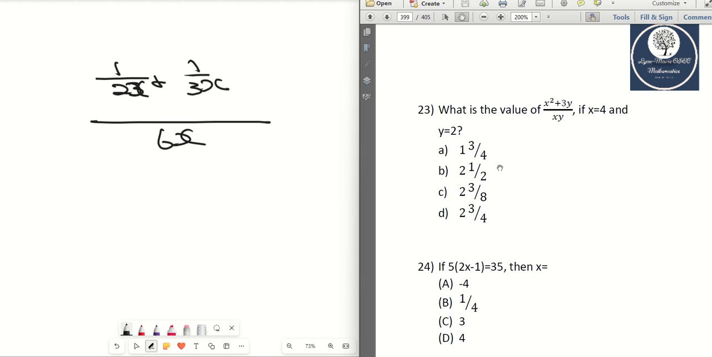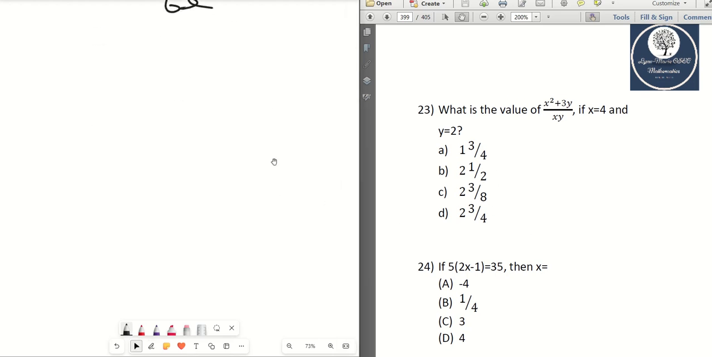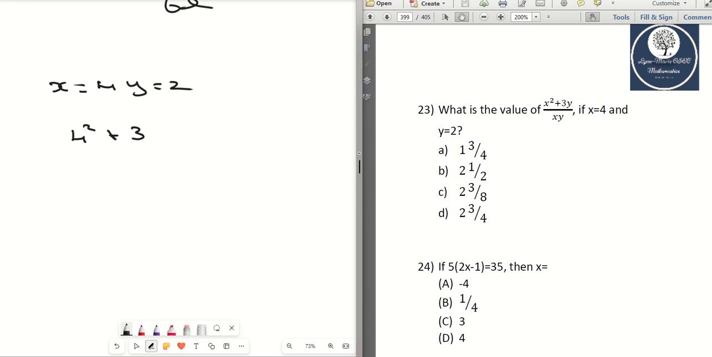Number 23. They tell you x is equal to 4 and y is equal to 2. What is the value of x squared plus 3y all over xy if x is equal to 4 and y is equal to 2? That is 4 squared plus 3 by 2 all over 4 by 2. That's 16 plus 6, 3 twos are 6, all over 4 twos are 8.